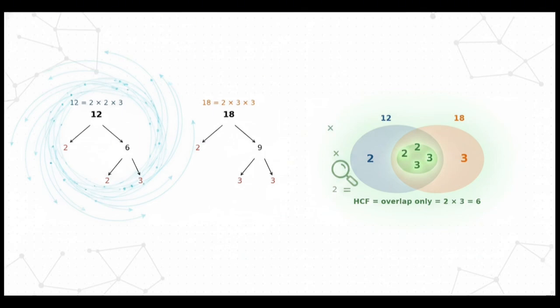Now, if we organize these into a Venn diagram to find the HCF, we only actually care about the overlap, the specific prime factors that both numbers share. In this case, they share exactly one 2 and one 3. We pull out those overlapping primes, multiply them together, so 2 times 3, and boom, we get our HCF of 6. Remember, only the overlap counts.